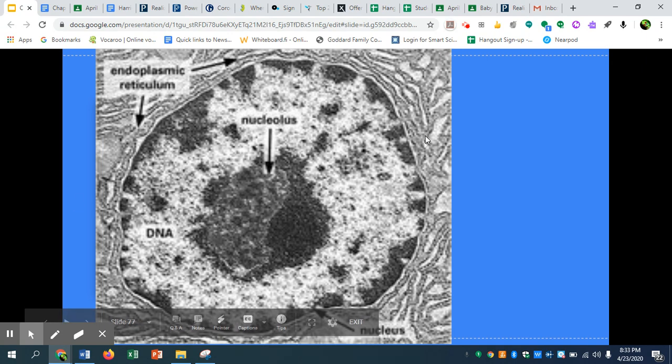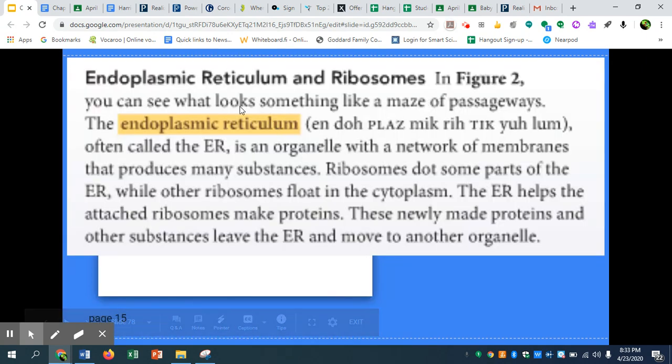You can see all these little squiggly lines around the nucleus. That's it. Sometimes it's called the ER for short, but the endoplasmic reticulum is a network of membranes that produces many substances. We talked about how the ribosomes are produced inside the nucleus by the nucleolus, but they're only partially made in the nucleolus. Okay, so they're sent out of the nucleus to the ER. And in the ER, those ribosomes finish making those proteins that the cells need to survive.